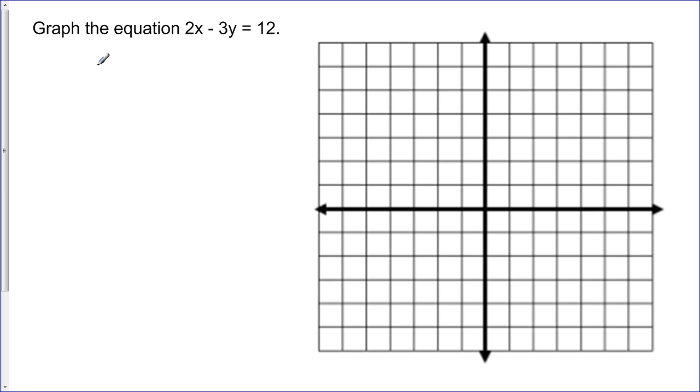We would simply choose some values for x and figure out what y would have to be. There are some strategic values that you can choose for x, but I want to talk about how many different points we need to know exactly where this line is, since we know that this is a line.